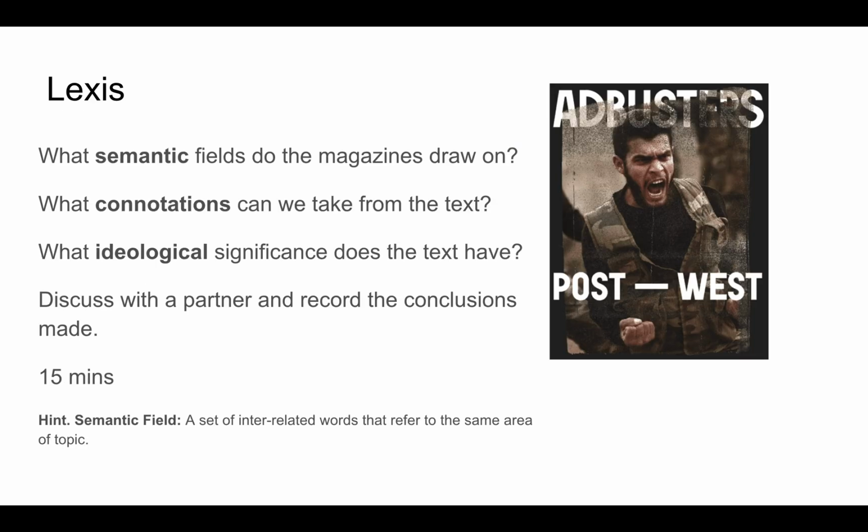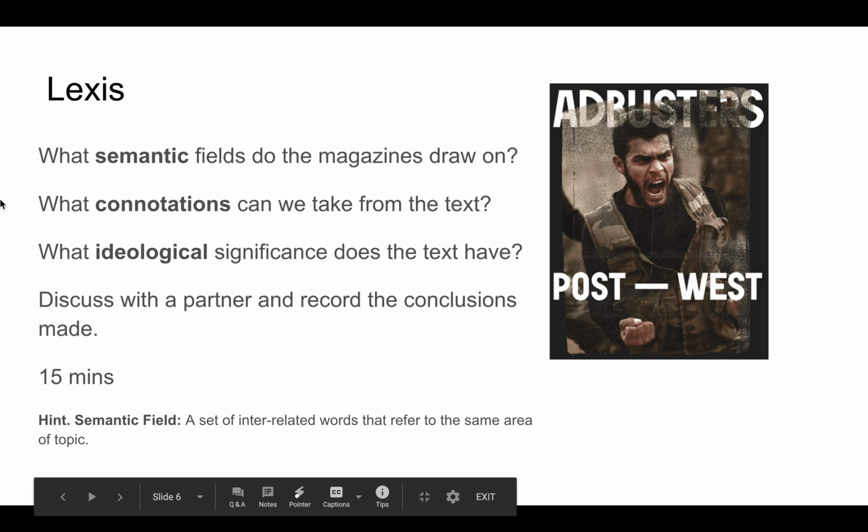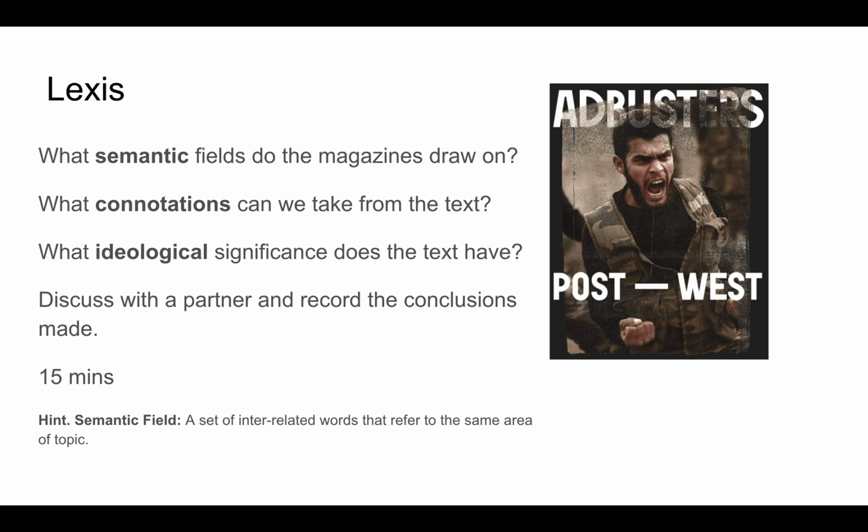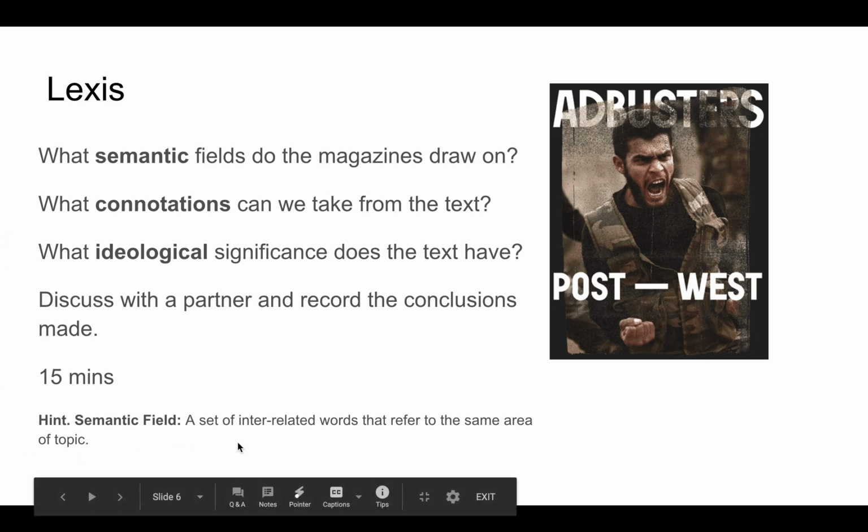Then we'll be thinking about the lexis. What semantic fields do the magazines draw on? What connotations can we take from the text? And what ideological significance does the text have? Discuss with each other if possible. If you put comments on other people's Jamboard comments, that would be awesome. A handy hint here: the semantic field is a set of interrelated words that refer to the same area of a topic.